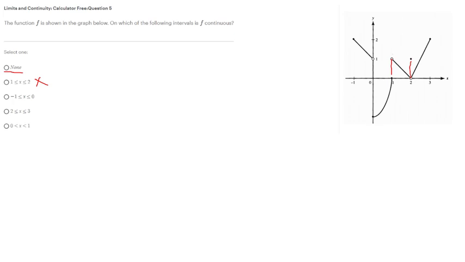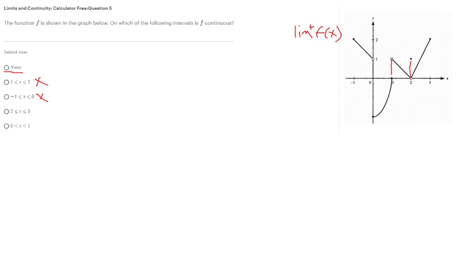Next, for the interval -1 less than or equal to x, and 0 greater than or equal to x, we can see, again, there is a jump at 0. Therefore, f is not continuous at 0. And also note that the limit from both sides of f of x doesn't exist at -1, though it does exist if you're going from the right.